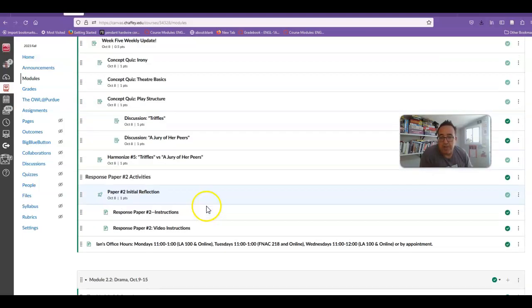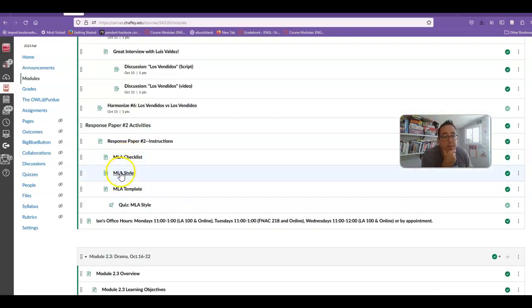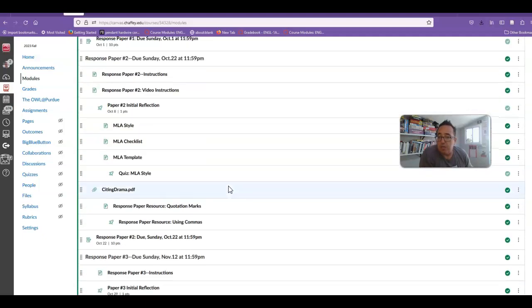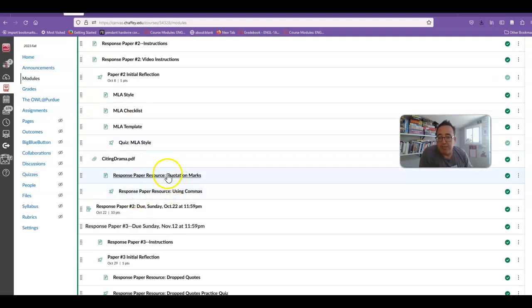There's nothing there, but if we come back down to our current unit, our current week, in fact, Los Vendidos, there's stuff about MLA formatting. So this is something I'll be looking for when I grade your second paper: are you formatting your paper using MLA style in these ways, right? And all these resources are also contained here in the response papers module. So you can see, for the first paper, there's stuff about triac, writing about literature. Here there's MLA stuff and stuff about using quotation marks and commas, right? These are skills I'll be looking for in your second paper. So please do check those out.